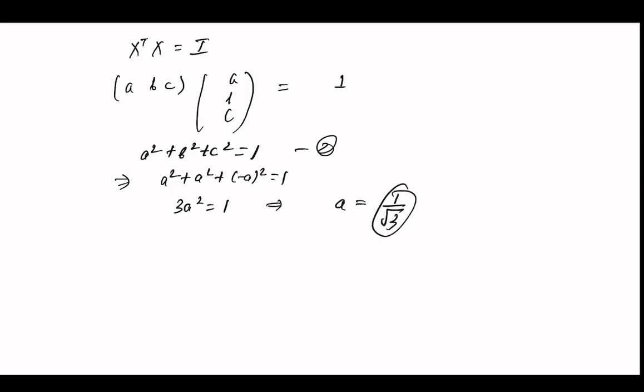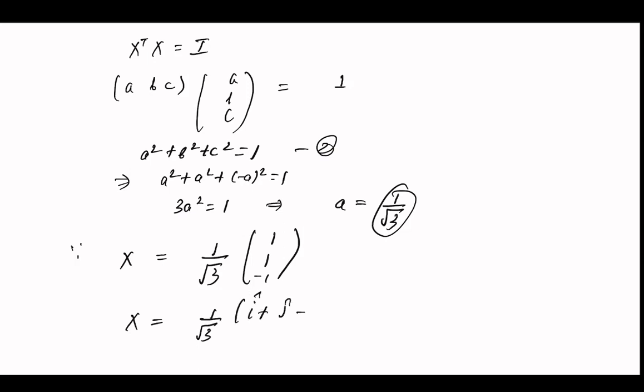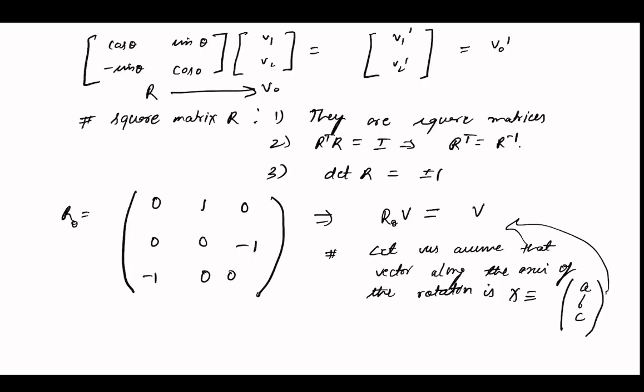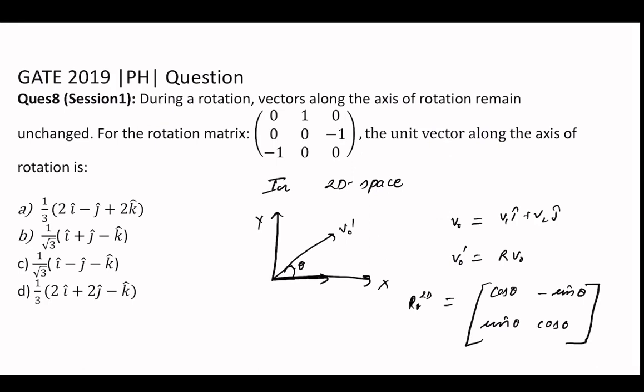So this is the normalization constant. So the matrix will be 1 by root 3 times 1, 1, minus 1, or in vector notation we can write it as i cap plus j cap minus k cap. In vector notation we can write that this is the vector which lies along the axis of rotation, and hence the unit vector along the axis of rotation is option B. Option B is the correct answer.